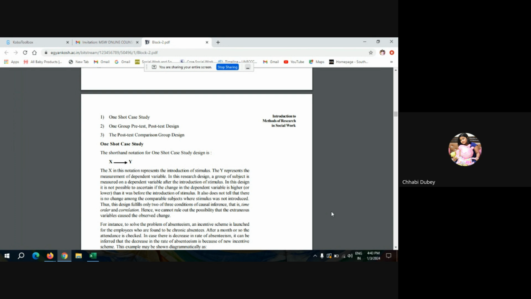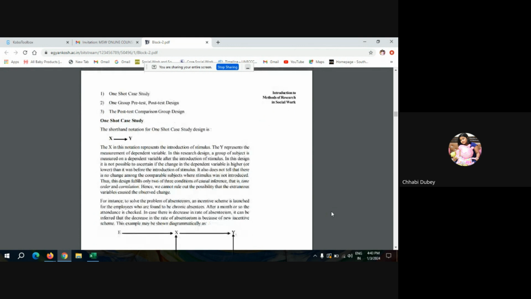So this design fulfills only two of the three conditions in causal inference, that is time order and correlation. Hence, we cannot rule out the possibility that external variables cause the observed change. So the one-shot case study, as suggested above, is not a design which can be used to give very accurate results.